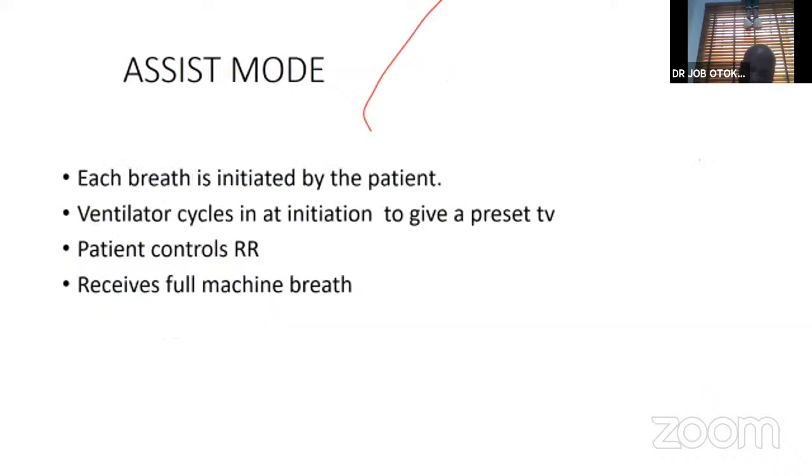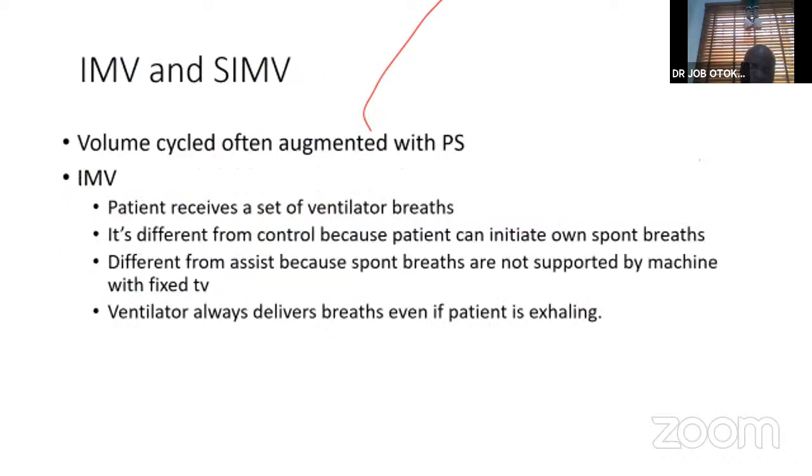So how do you do all this? Assist mode means everything is initiated by the patient, and the patient takes full control of the respiratory rate. We talk about volume control using some pressure support. One is on SIMV, and then you put a pressure support of 10 or 5. For every effort the patient makes, the ventilator senses it and supports it to increase the volume.